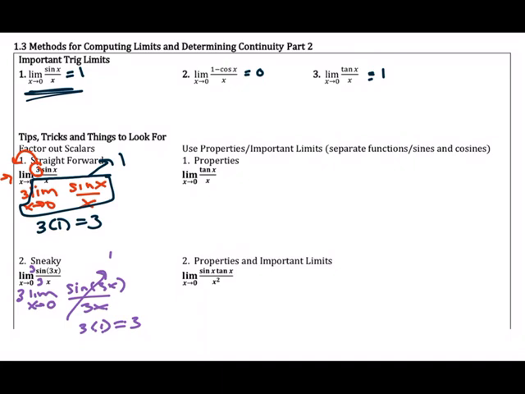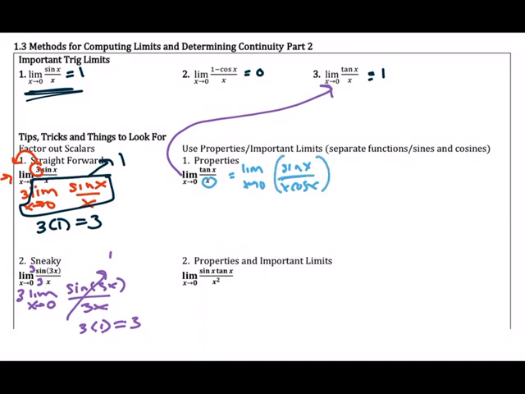So be on the lookout for things that look like sine of x over x and how you can manipulate them to get them to be what you want them to be. The other thing to be on the lookout for, and yes, we actually already know the answer to this one over here, it's going to be 1, but let's justify that using something else that we know. So we know that tangent is the same thing as sine over cosine. So this is really the same as the limit as x approaches 0 of sine of x over x times cosine of x.